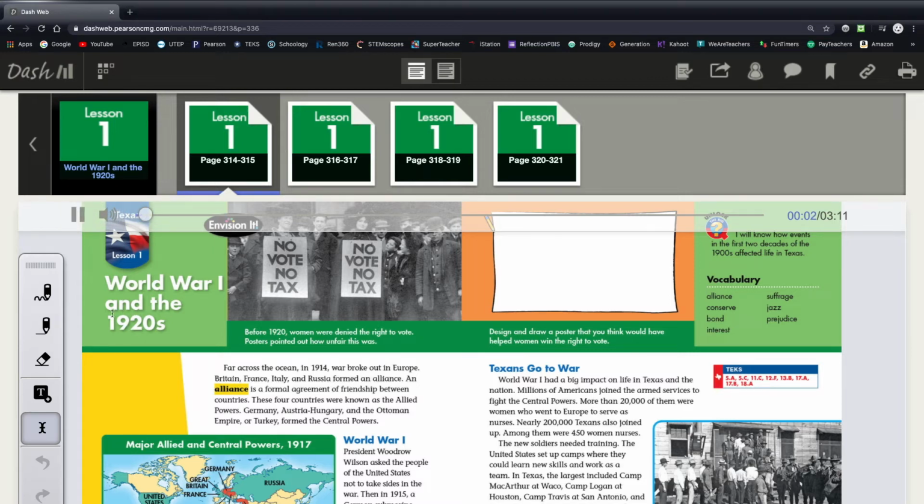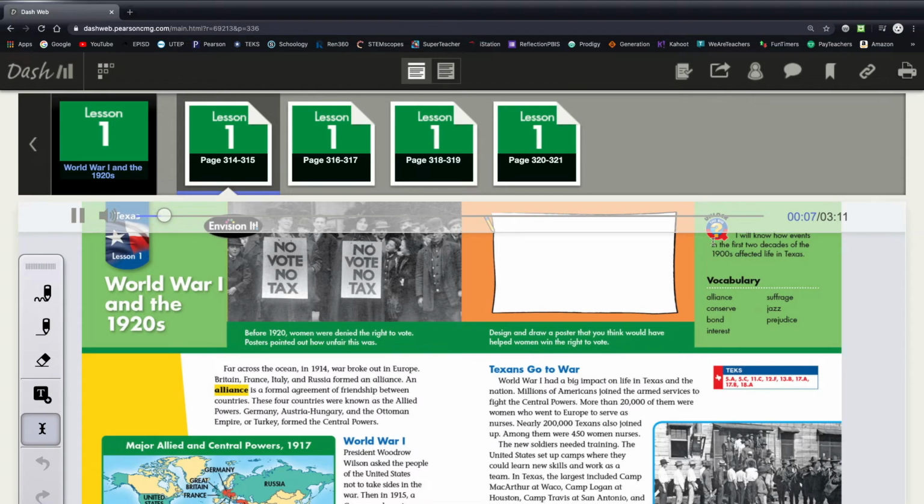World War I and the 1920s. I will know how events in the first 2 decades of the 1900s affected life in Texas. Vocabulary: alliance, suffrage, conserve, jazz, bond, prejudice, interest. Before 1920, women were denied the right to vote. Posters pointed out how unfair this was. Design and draw a poster that you think would have helped women win the right to vote.